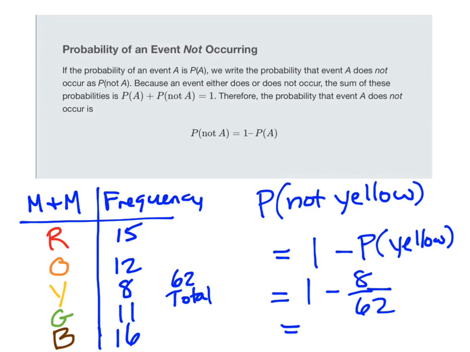And then to subtract, remember that you can use common denominators. So we would make 1 into 62 over 62, and then subtract 8 out of 62. So that probability would be 54 out of 62, and then you would reduce that to lowest terms or a decimal.